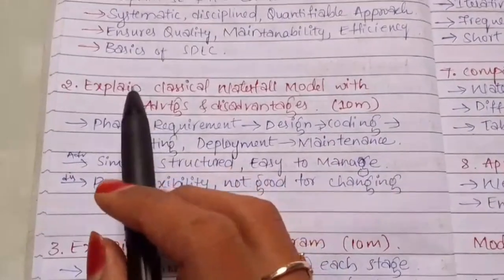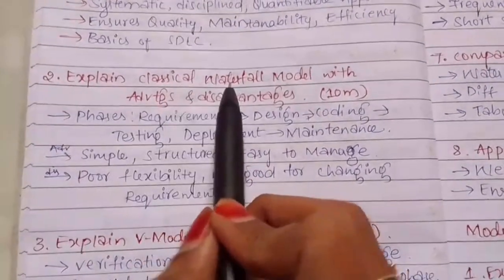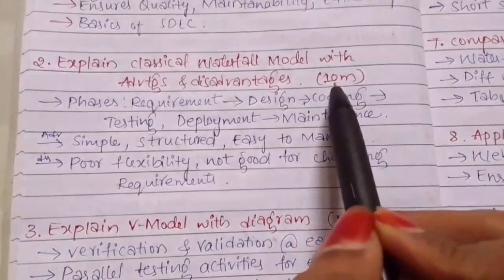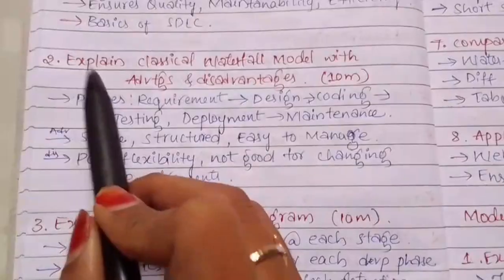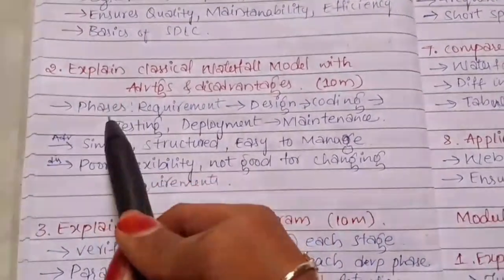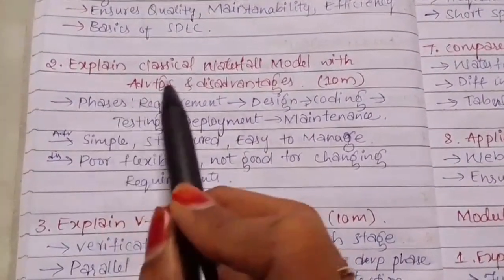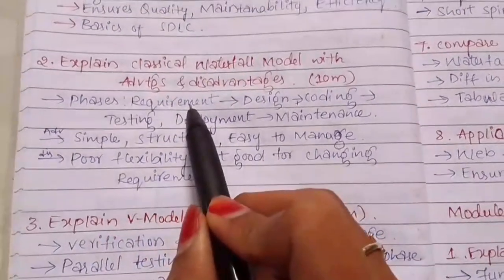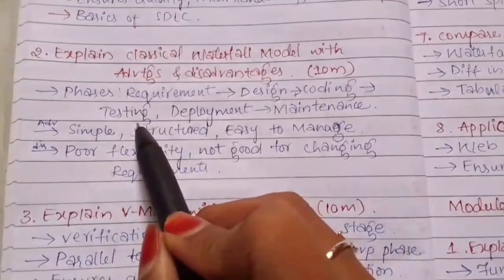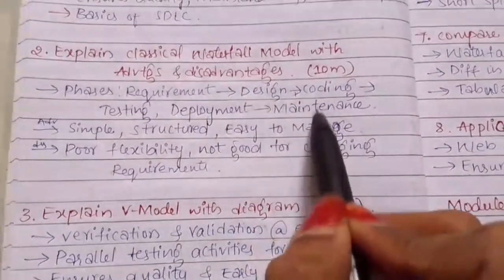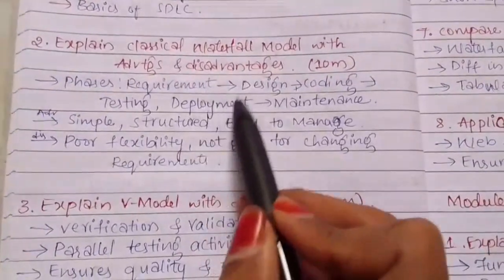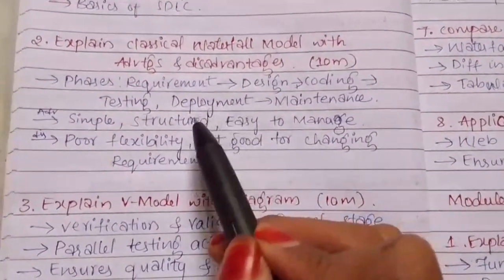Let us see the second question. Explain classical waterfall model with advantages and disadvantages. This is asked for 10 marks. This is a very important question for exam in software engineering. And let us see the answer. We have phases in the model, that is requirement specification, designing, coding and implementation, testing, and deployment, maintenance and operation. We have 6 phases in waterfall model. You have to explain each one of the steps step by step.